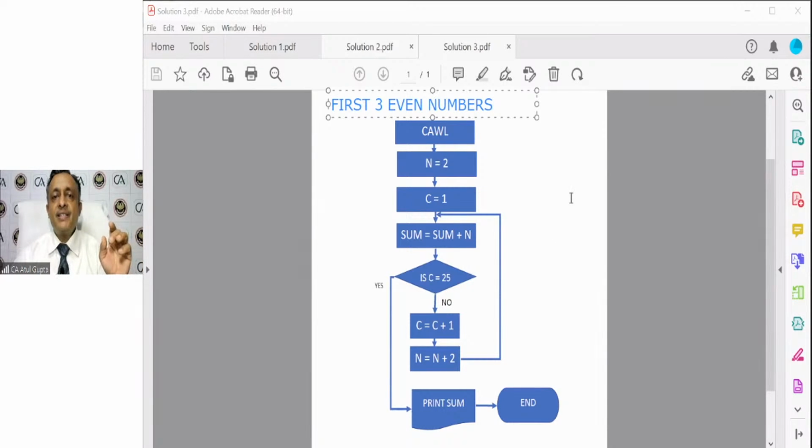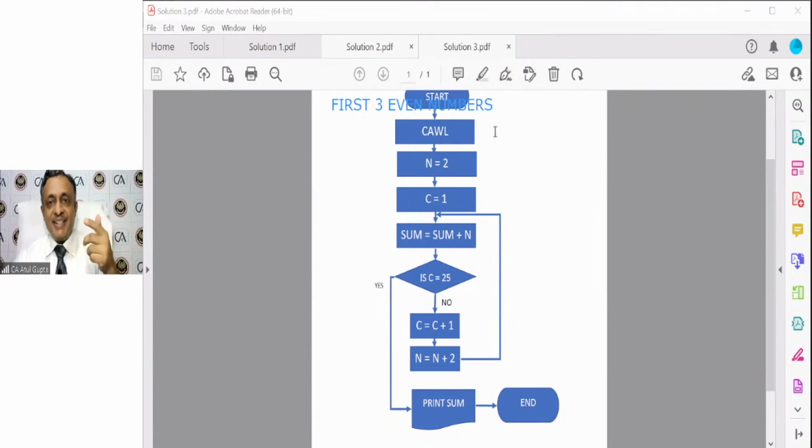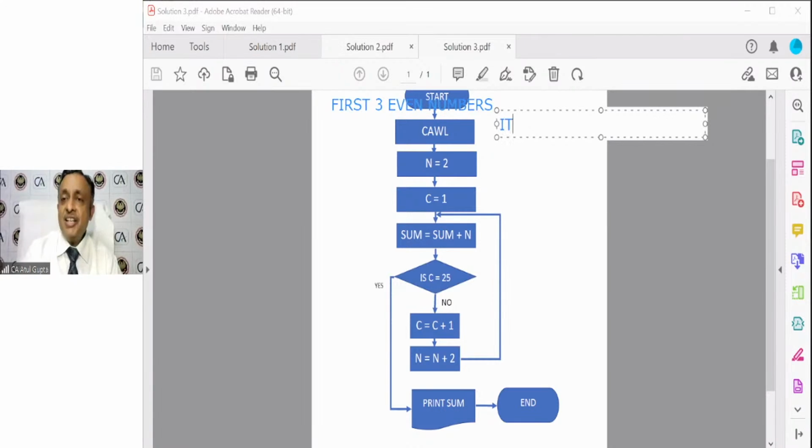So we are creating this flowchart to add the first 3 even numbers. Now, 3 even numbers means at least 3 iterations. Each iteration will put a location. So this is our iteration number 1. Iteration means number of times. So this is iteration 1.